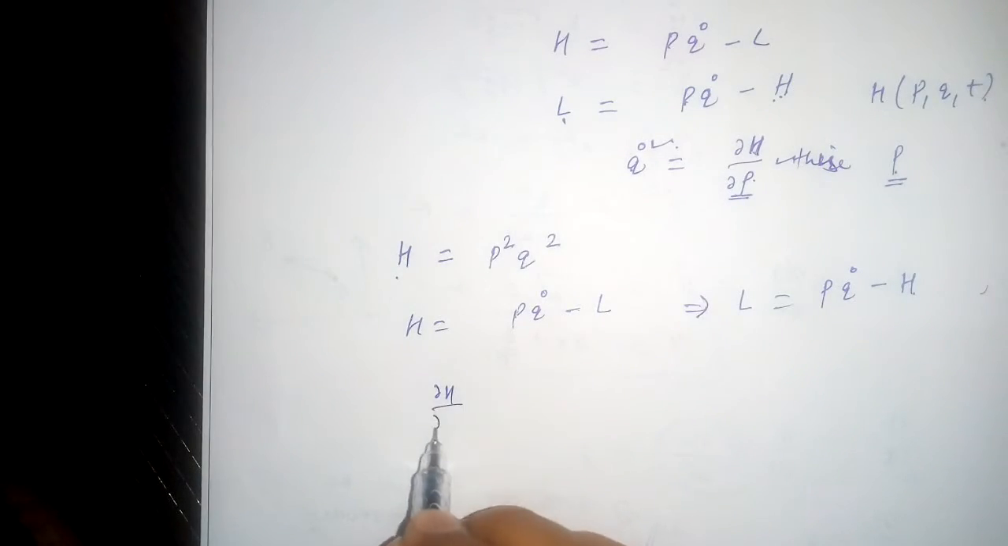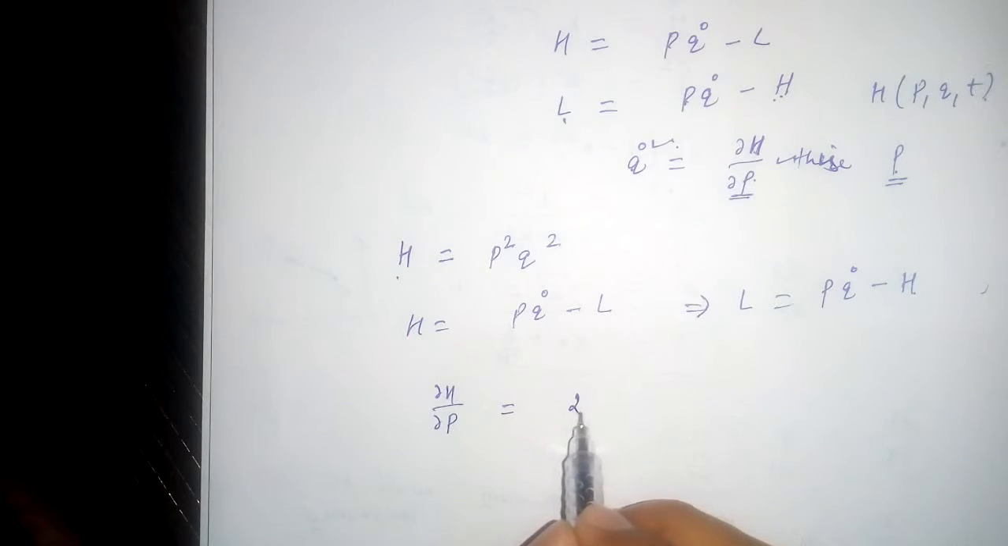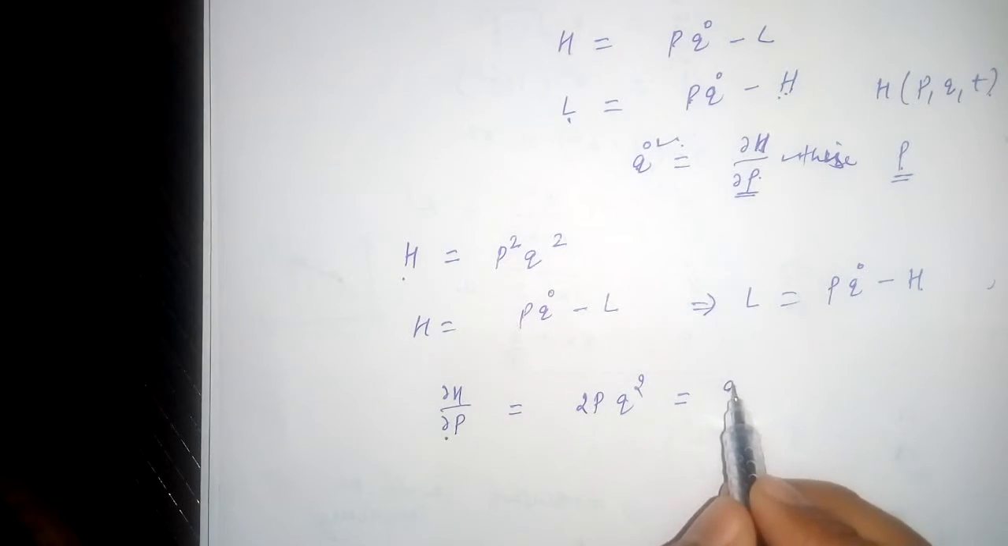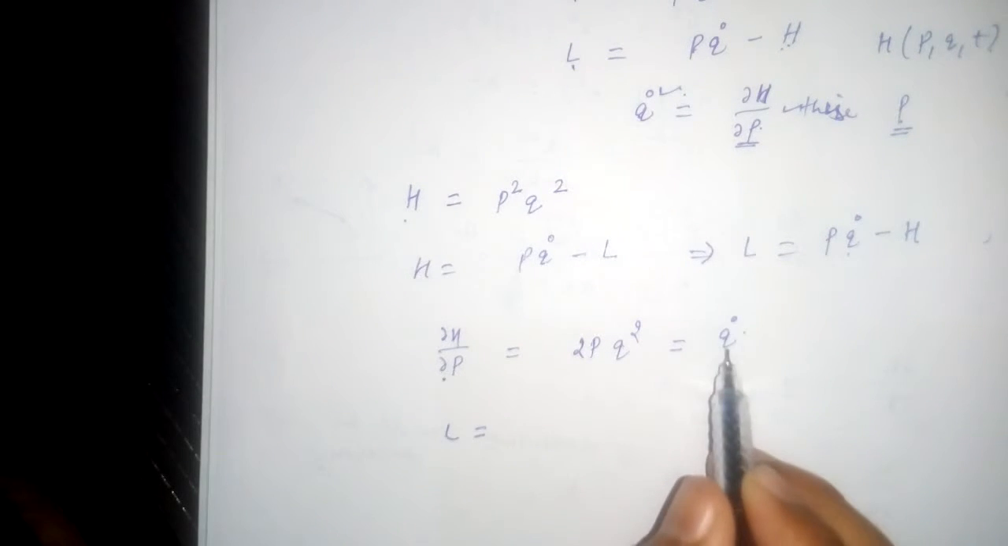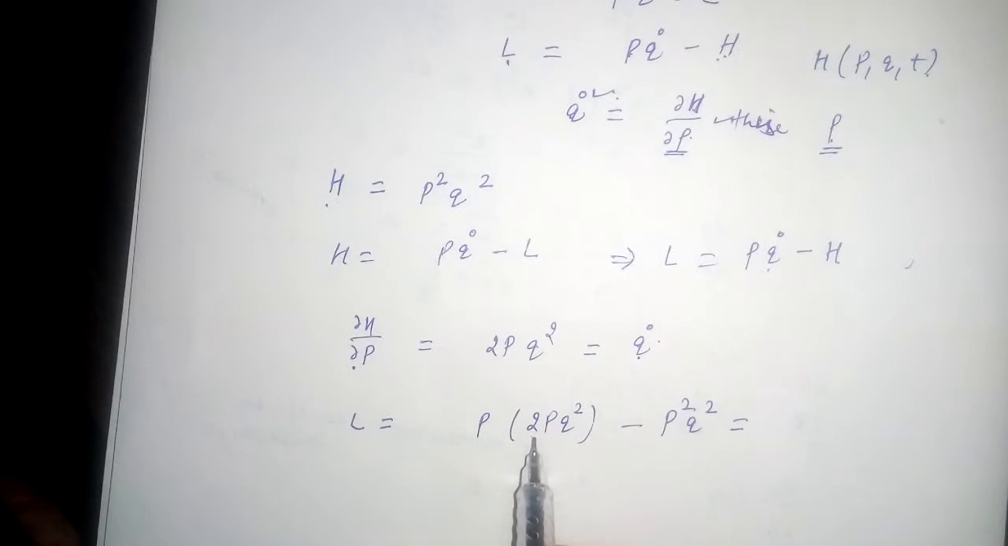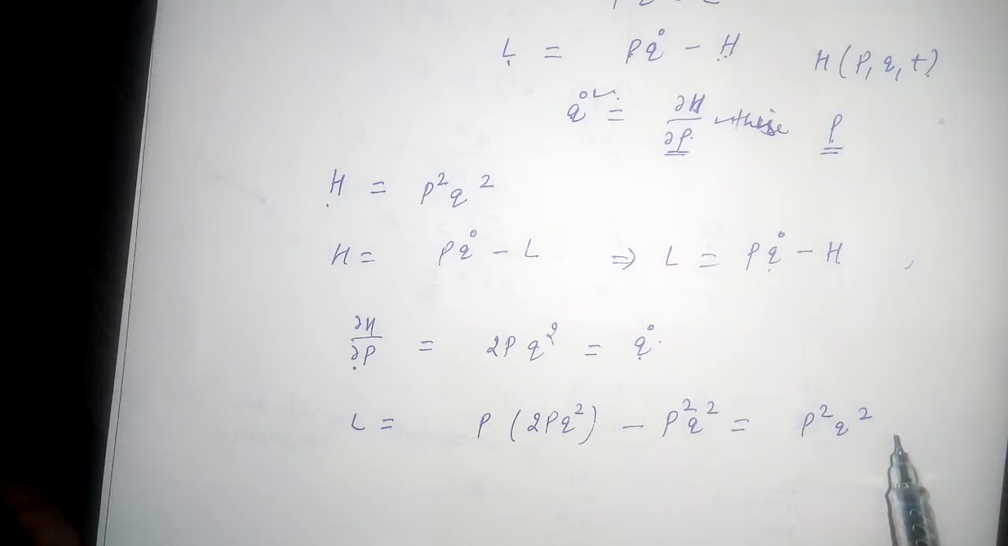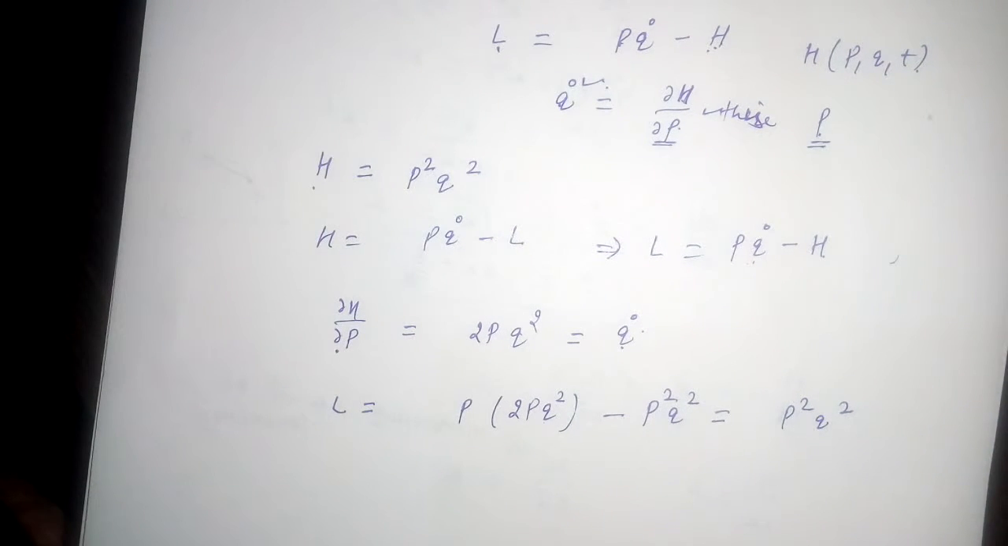Then delta H upon delta P we can calculate. It will be 2P Q square. What will it be? Delta H upon delta P, by the Hamiltonian equation of motion, is Q dot. Put it in this equation. The Lagrangian will be Q dot P, which is 2P Q square, minus the value of the Hamiltonian, P square Q square. Then what will you get? 2P square Q square minus P square Q square, and the Lagrangian will be the same.